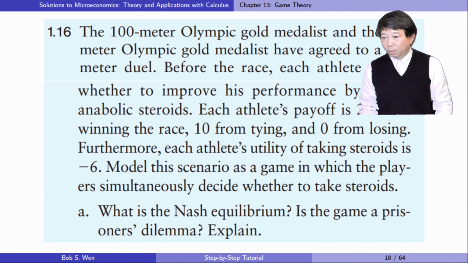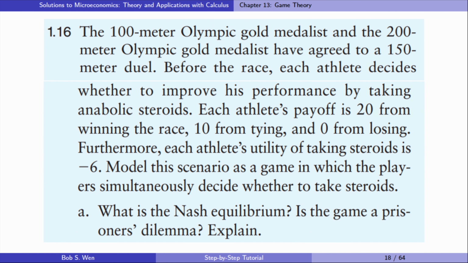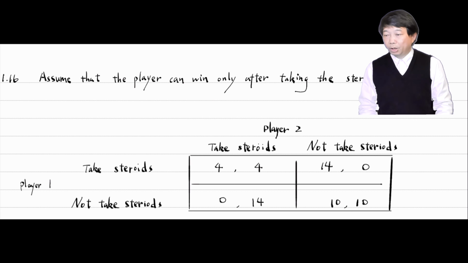In Part A, what is the Nash equilibrium? Is the game a prisoner's dilemma? Explain. We assume that the player can win only after taking the steroids. They will tie if both take steroids or both do not take steroids. We write the payoff matrix. The first number in each cell is player 1's payoff, and the second number is player 2's payoff.